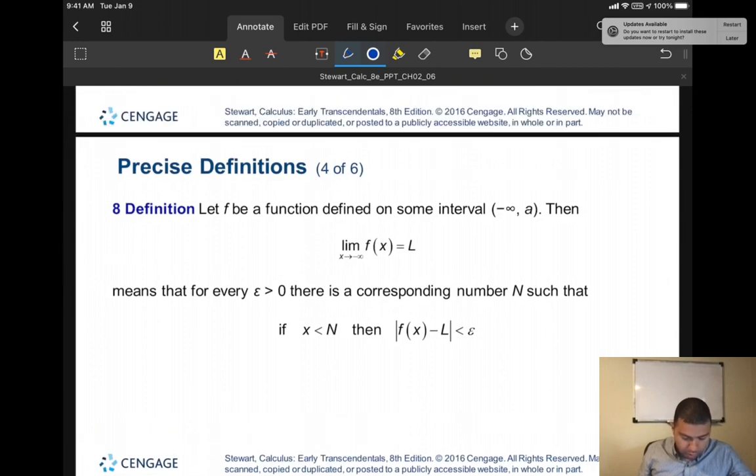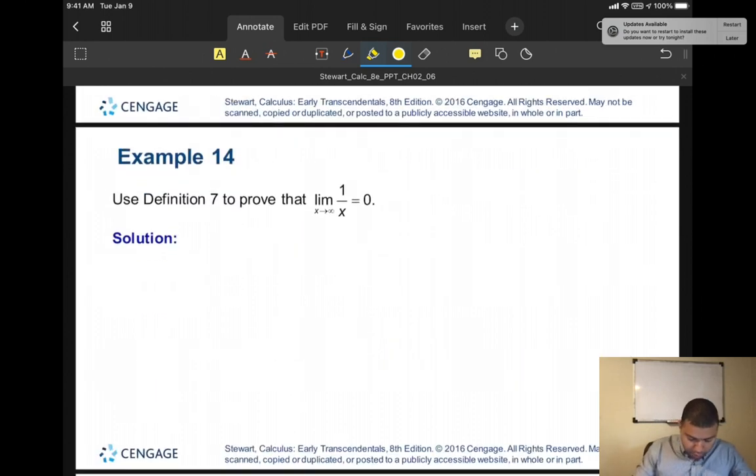Similar for when x goes to minus infinity. You want to make f of x epsilon close to L, within an epsilon distance of L. And you do that by making x less than some n, that's to be determined depending on what epsilon you chose. Okay? So now let's look at this. Let's use the definition to prove this.